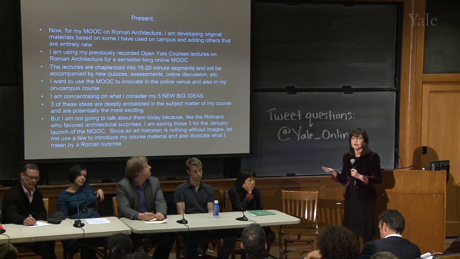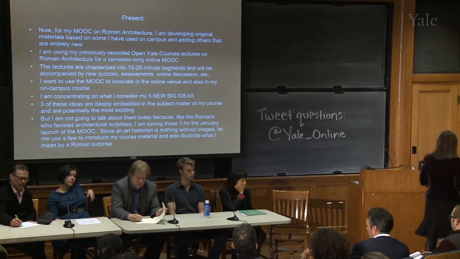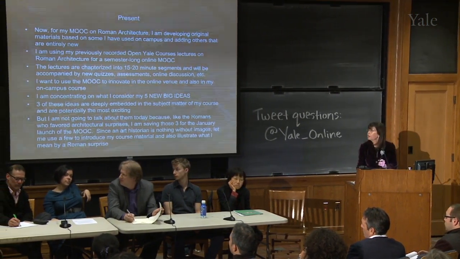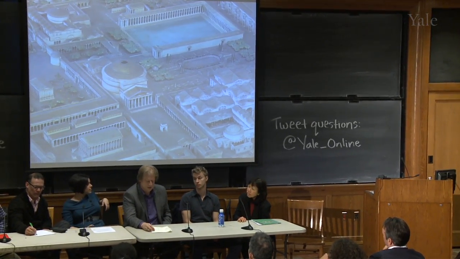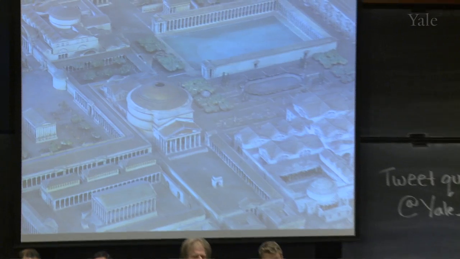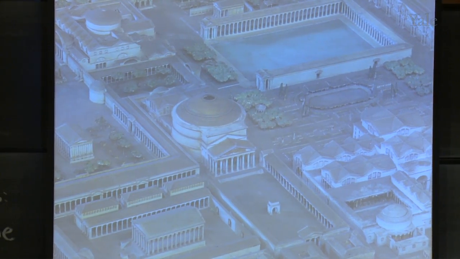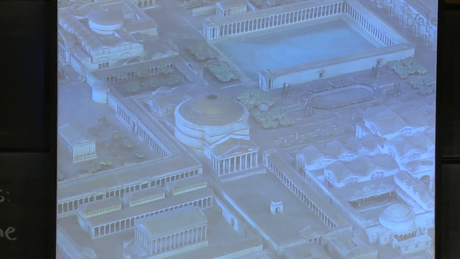Let me show you a few images just to introduce you to my subject matter and to give you a better sense of what I mean by a Roman surprise. So this is the Pantheon. I'm going to show you a few images of the Pantheon because, as you can see here, this is a reconstruction of what it would have looked like in antiquity, and you can see it was fronted by a large open rectangular space.